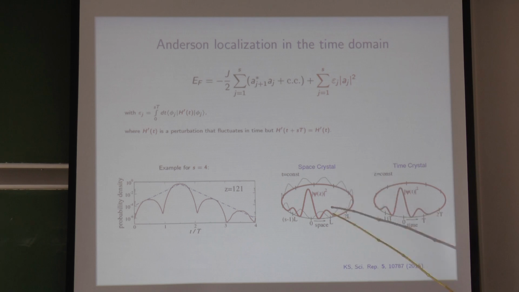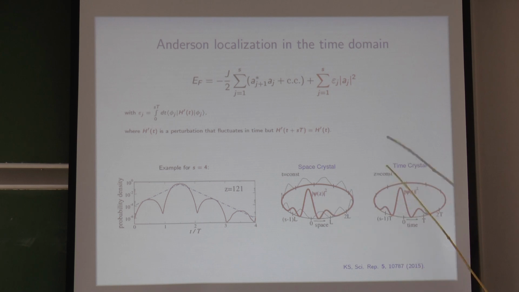Now, space crystals. If we have one-dimensional space crystals with periodic boundary conditions, and we add disorder to the system, we can observe Anderson localization, which means that if we go around the ring, we observe that the particle is exponentially localized around a certain space point. And of course, if we keep going again and again, we again and again observe this localization.